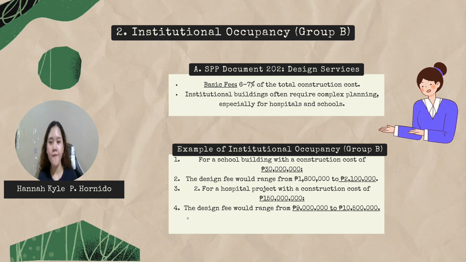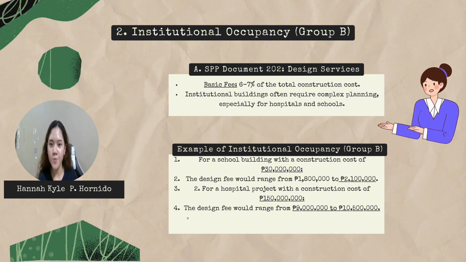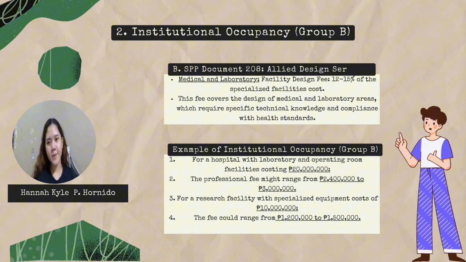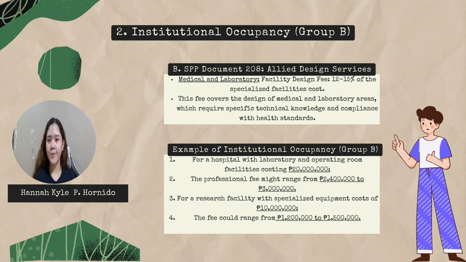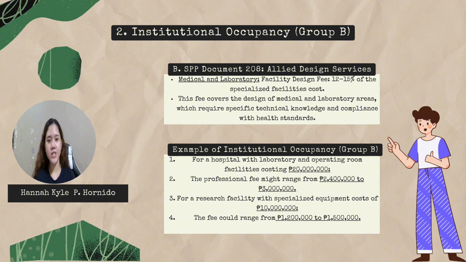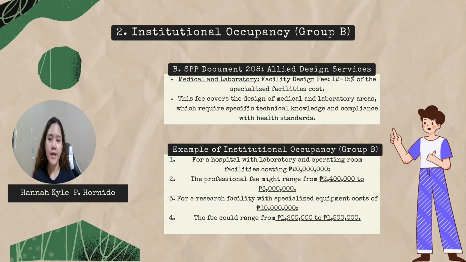Example number 2, for a hospital project costing 150 million pesos, the design fee would range from 9 million pesos to 10,500,000 pesos. For SPP Document 208, the medical and laboratory facilities, their design fee is 12 to 15% of the specialized facilities cost.